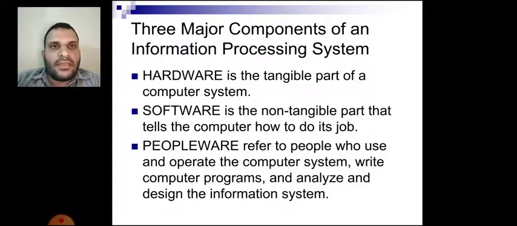The third component of the information system is peopleware. That refers to the people who use and operate the computer system, write computer programs, and analyze and design the information system. The third one is the people themselves, or the user itself. Therefore, the three major components of an information system are hardware and software, that is the computer system, and third, the user itself.